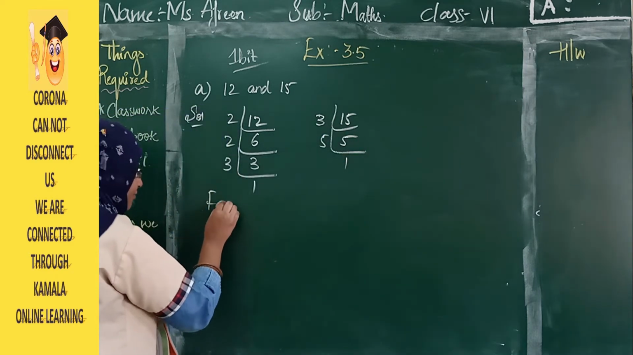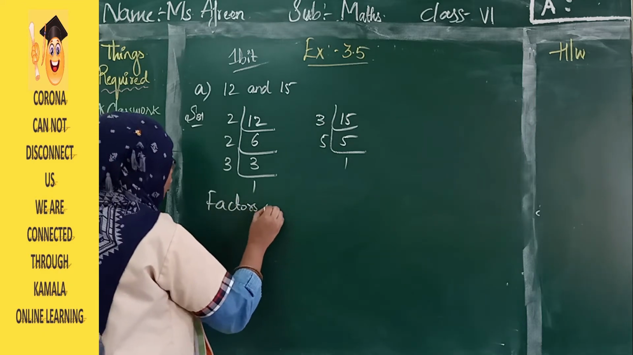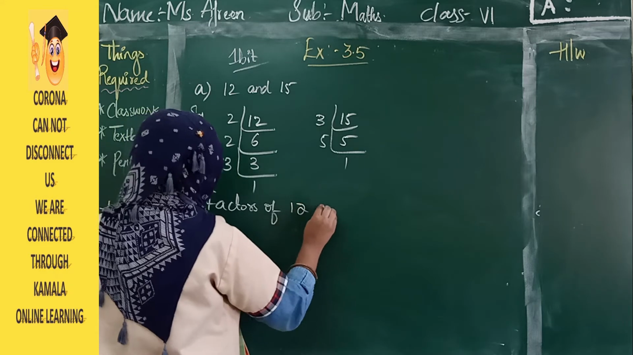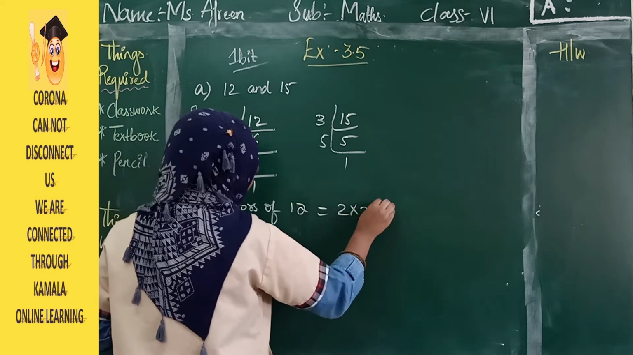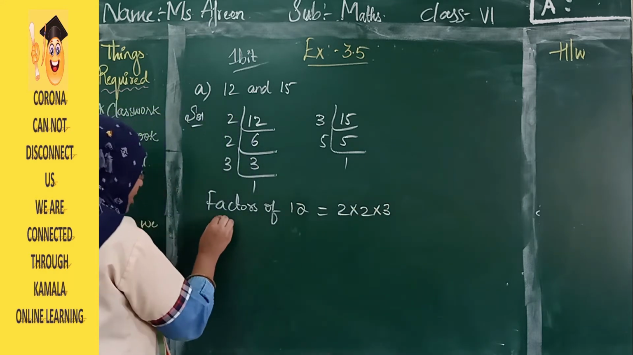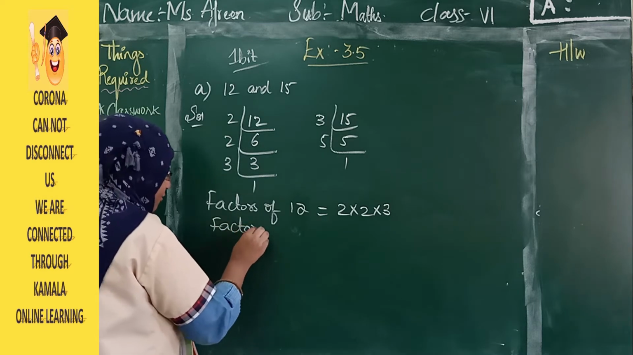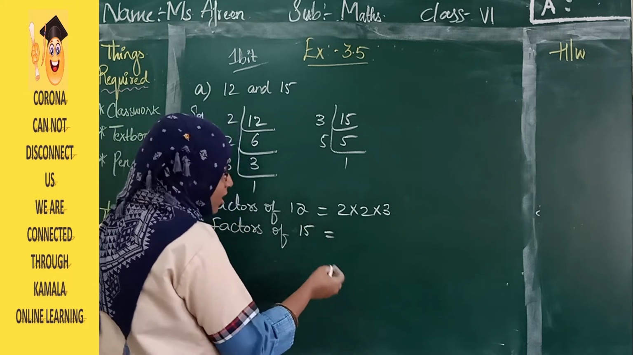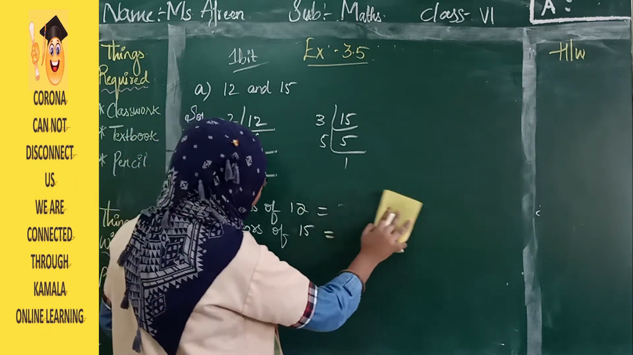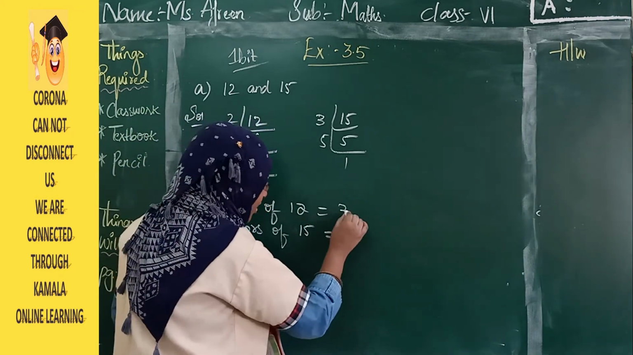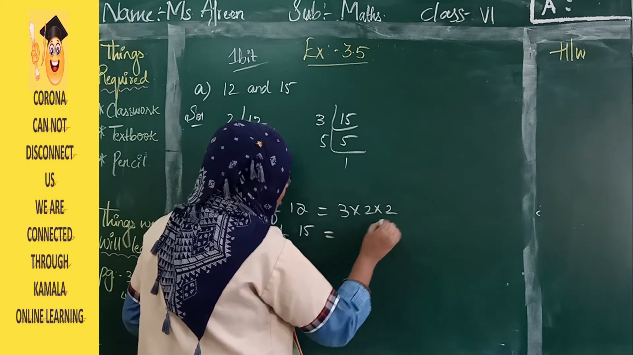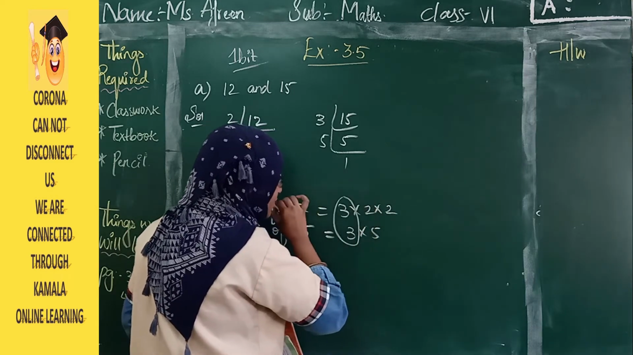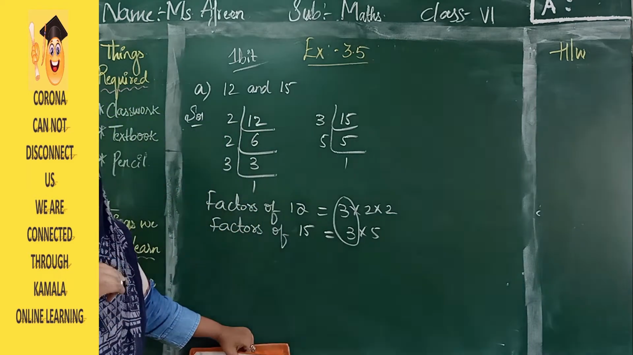So factors of 12 is equal to 2 into 2 into 3. Next, factors of 15 are what? You can simply change also, you can write 3 into 2 into 2 also, okay? I will tell you why we have changed. 3 into 5. Now it will be convenient for us to circle here when we write common factors.